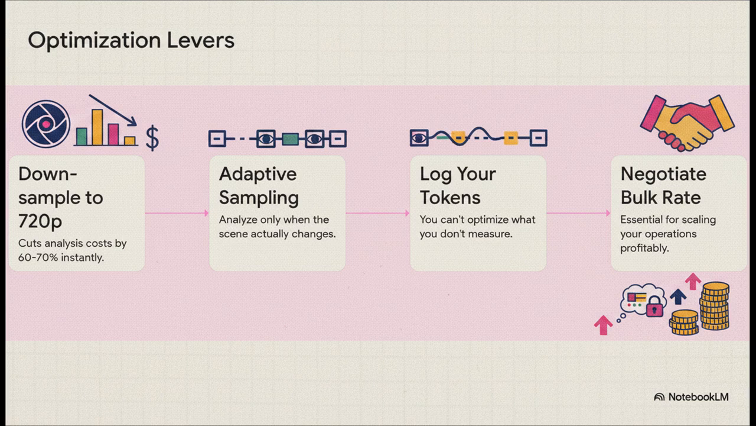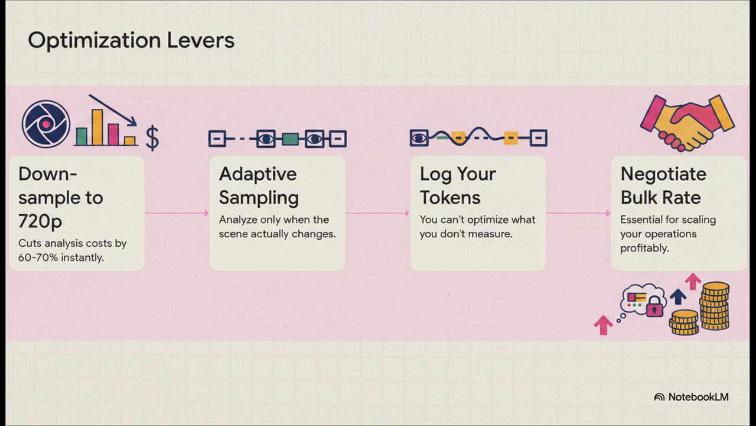Here are 4 practical things you can do to control your costs. First, downsample your source video to 720p for the analysis phase. That alone can cut your costs by 60 to 70%. Second, use adaptive sampling, which only analyzes frames when the scene actually changes.